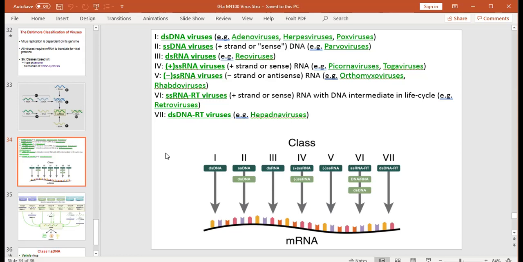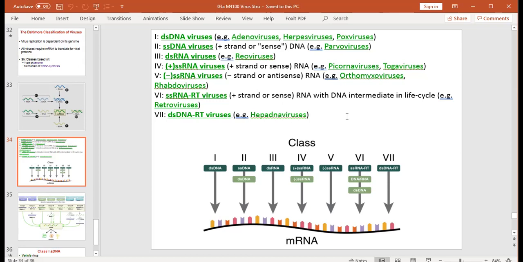Class number 4, single-stranded RNA viruses that can be divided into positive strand or negative strand. Positive strand can be viruses such as picornaviruses and togaviruses, whereas negative single-stranded RNA viruses or antisense RNA viruses such as orthomyxoviruses or rhabdoviruses.